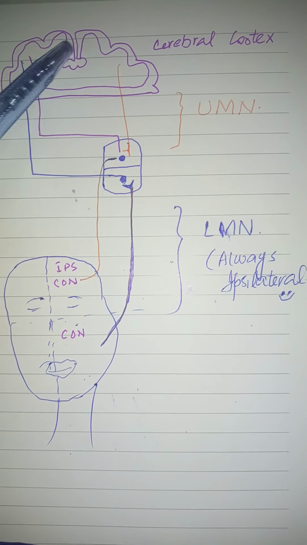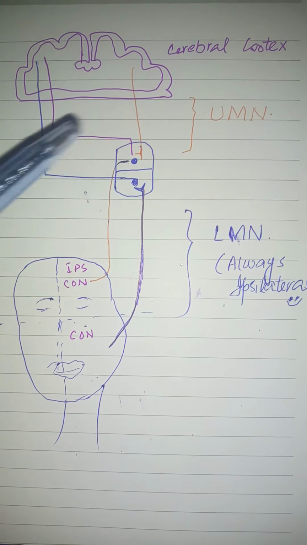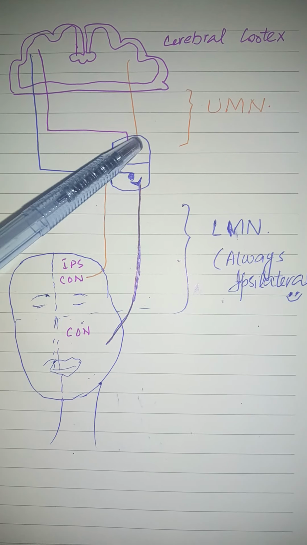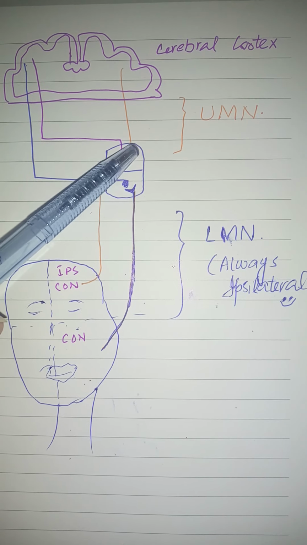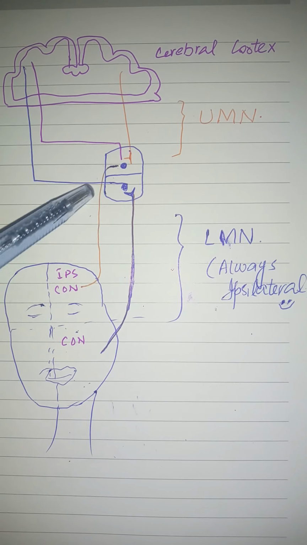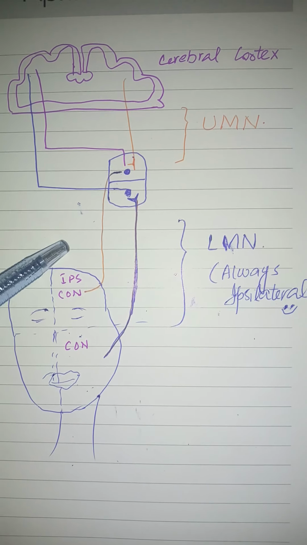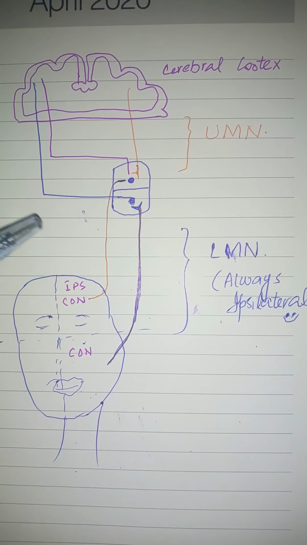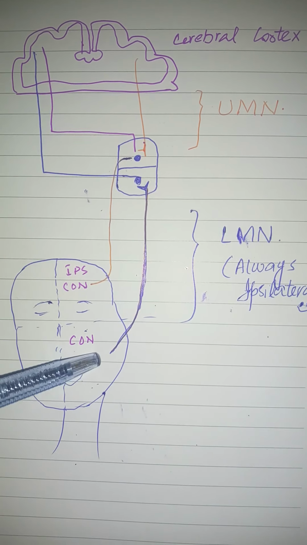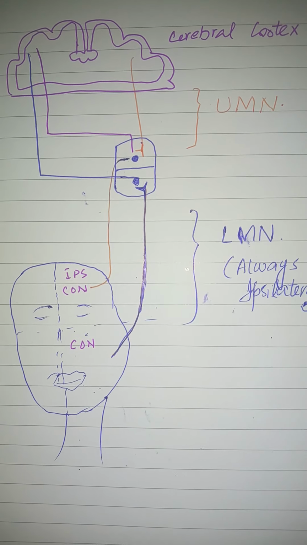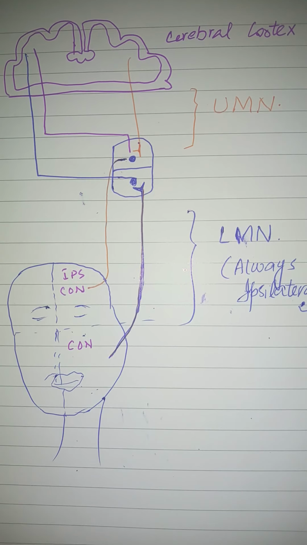This is the cerebral cortex, and the neurons arising from the cerebral cortex are the upper motor neurons, and this is the facial nerve nucleus, and these are the lower motor neurons coming directly to the face. Now we have to remember what the effects of the lesions are if the upper motor neurons are involved, and what happens if the lower motor neurons are involved.